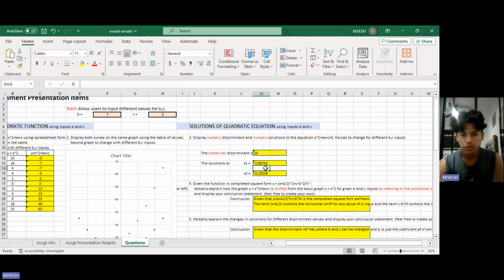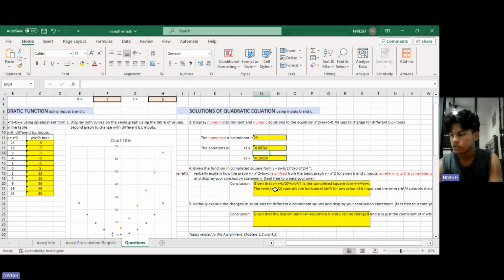The solutions for this are negative 0.80742 and negative 6.1928. How I got these two was that I used the quadratic equation to find the value of x, and then I took the square root in the function to find the value of x in both of these cells. So I got these two values.